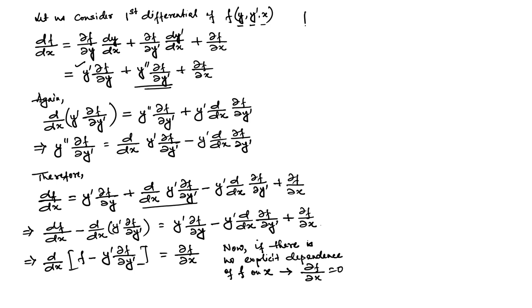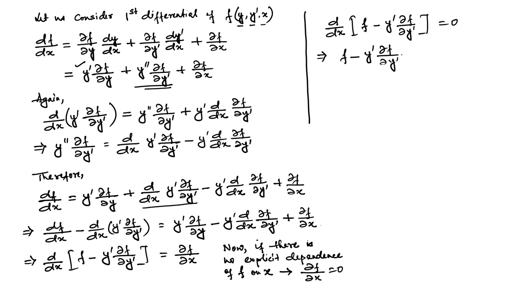So, under that situation, what we can conclude is that we have d dx of f minus y prime df dy prime is equal to 0. It implies that this third bracketed term f minus y prime dou f dou y prime is equal to constant. And this expression is called Euler's equation, but this is second Euler's equation.